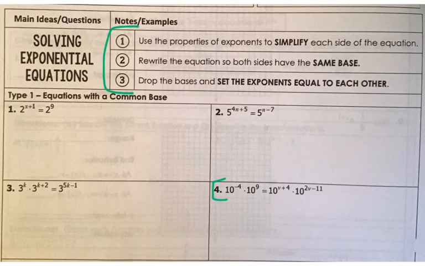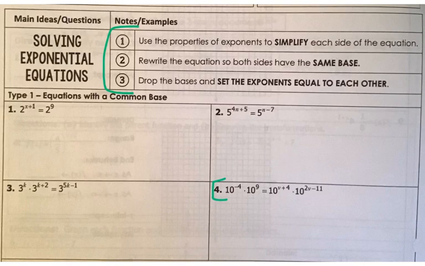Number 2, rewrite the equation so both sides have the same base. Further down into your notes, you'll see where your bases aren't always the same. I'll go over that more, but that will be step 2. Step 3, drop the bases and set the exponents equal to each other. That's what you're actually going to solve. So these look a lot harder than what they are. So once you have the same base, all you do is drop the exponents and set them equal.